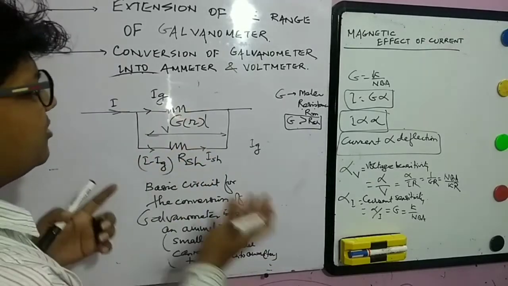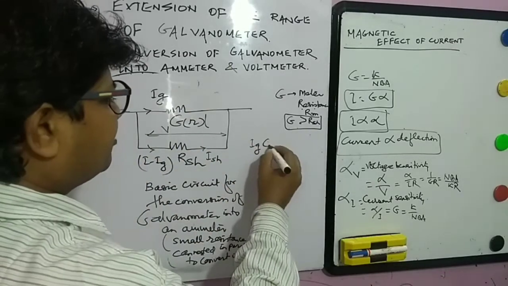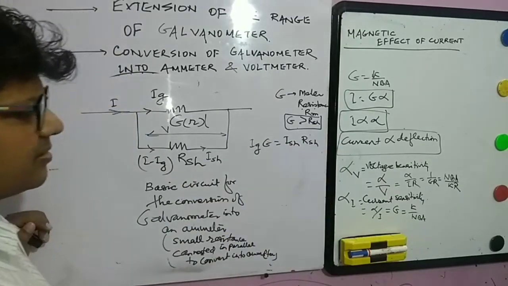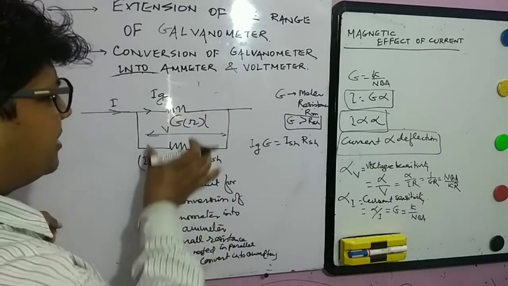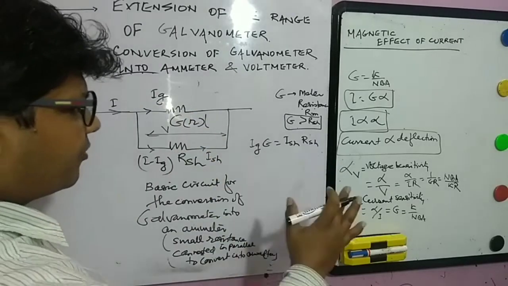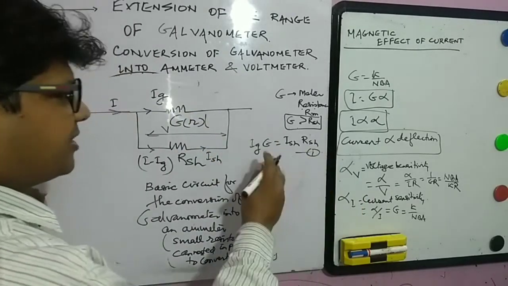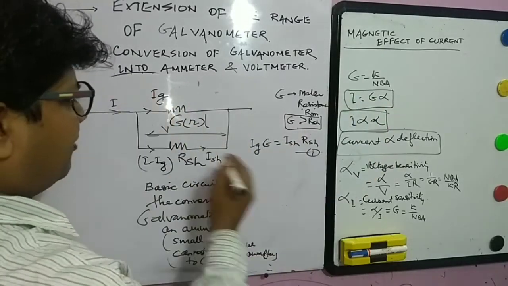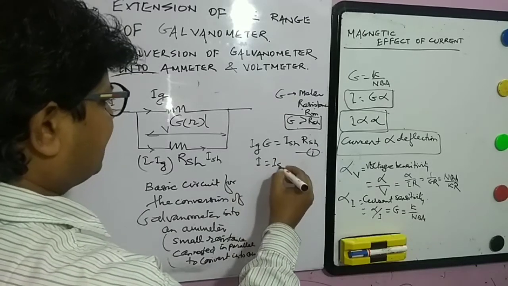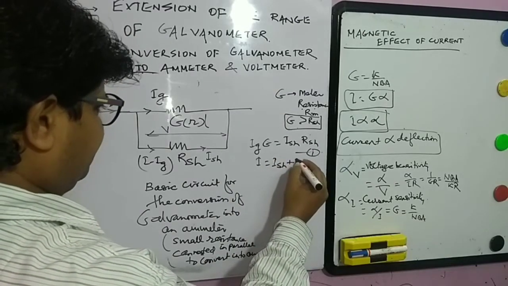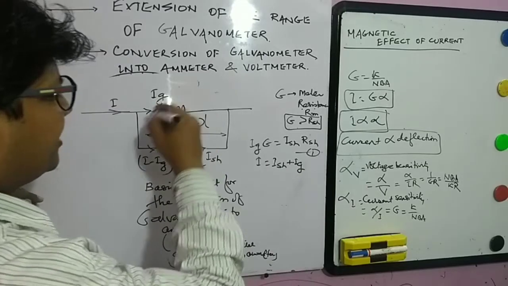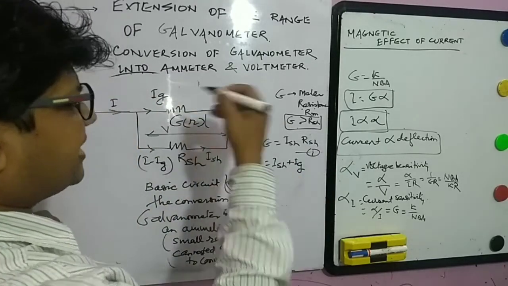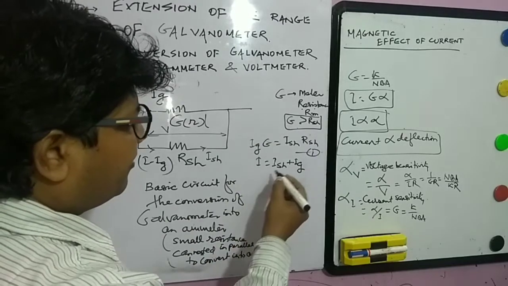Because they are connected in parallel, we can say Ig into G is equal to ISH into RSH. That's it, simple. Because they are in parallel, the voltage will be the same. So Ig into G will be equal to ISH into RSH. Now by KCL, what can we write? ISH plus Ig, where Ig is the meter current, called the galvanometer current.